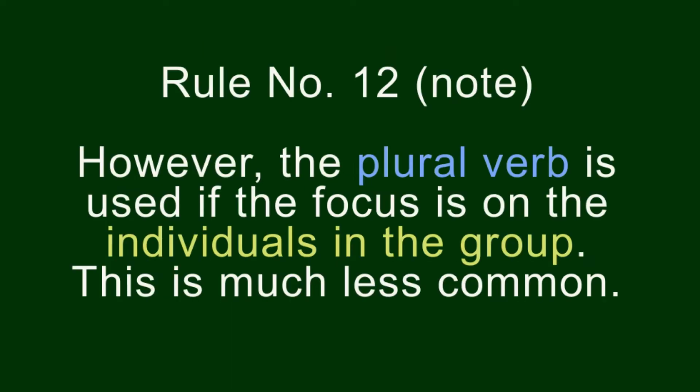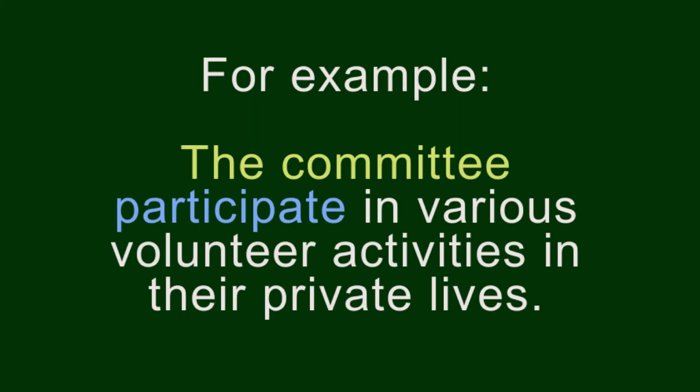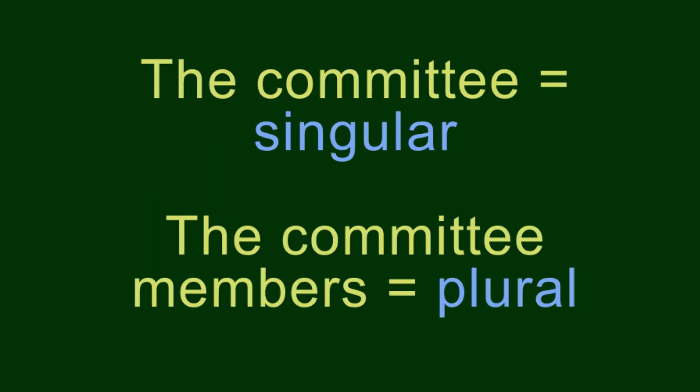Now there is a note here for rule number 12. The plural verb is used if the focus is on the individuals in the group. So for example, the committee participate in various volunteer activities in their private lives. So in this case, although we have used the word the committee, and this is considered a collective noun, if we are referring to actual people or actual individuals, then it must be paired with a plural verb. In order for you not to get confused, you can look at it this way. The committee members, plural, but the committee members belong to the committee, which is one in number. Therefore, it must be paired with a singular verb.